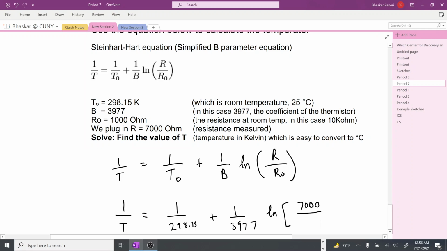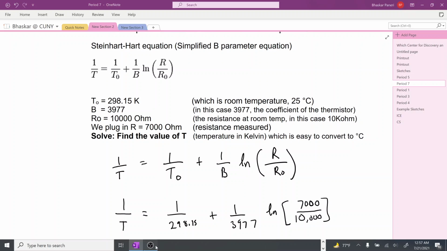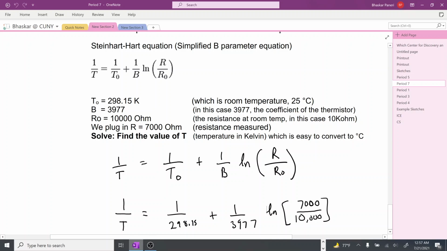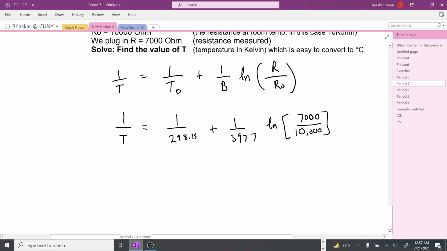Okay, so yes, here the R0 is 10,000 because it's 10K. So I'm going to change that number here and I'll plug in the value here for 10,000. At this point I'm going to go ahead and start solving this equation, and I can use Google for this.